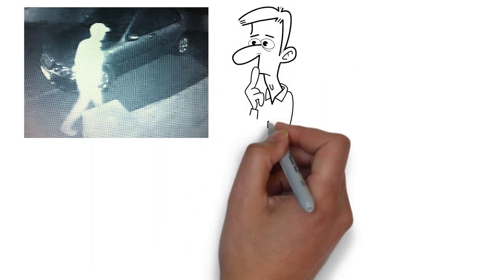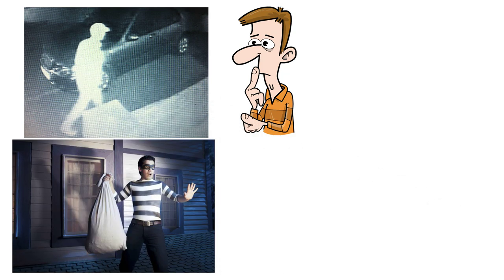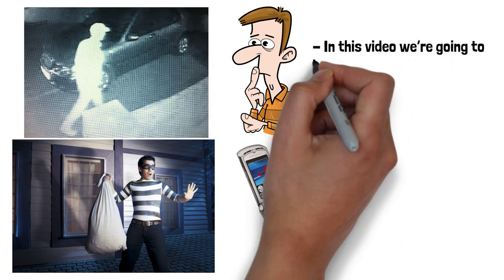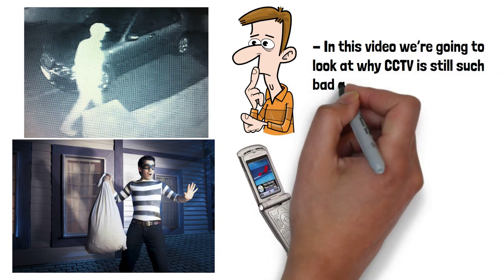You've likely seen CCTV images like this, looking extremely grainy and poor quality, and wondered why in the 21st century are we not able to get a decent looking image from CCTV. Perhaps robbers and burglars would be more likely to get caught if the CCTV image of them breaking in didn't look like it was recorded on a 2004 flip phone. In this video, we're going to look at why CCTV is still such bad quality.